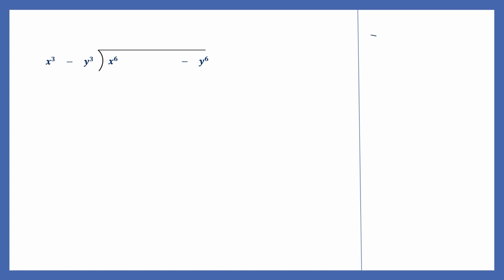So x to the power of 6 divided by x to the power of 3. This is x to the power of 6 minus 3, which is 3. So let's write that here, x to the power of 3. Now we have to multiply this into every term here. So x cubed into x cubed is equal to x to the power of 6. Then x cubed into minus y cubed is minus x cubed y cubed.